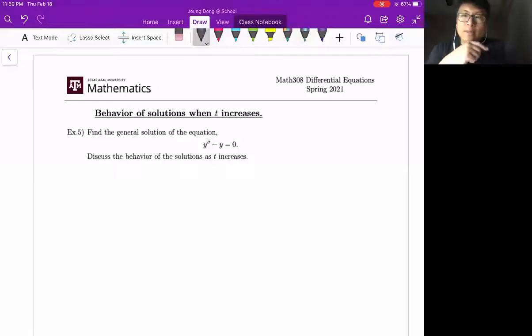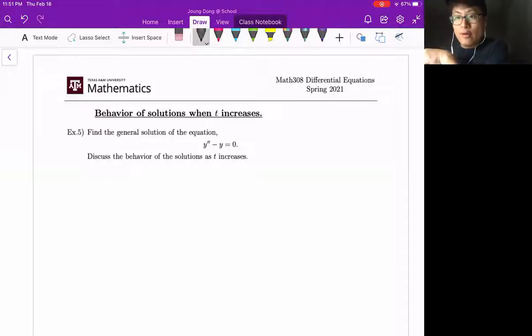Now let's talk about the behavior of your solution when t goes to infinity. We are interested in the shape of your graph. It could be plus infinity or minus infinity, or your solution could be converging to somewhere. We can figure this out. We already discussed this before, but let me explain it one more time. Here we go, with an example it might be much easier.